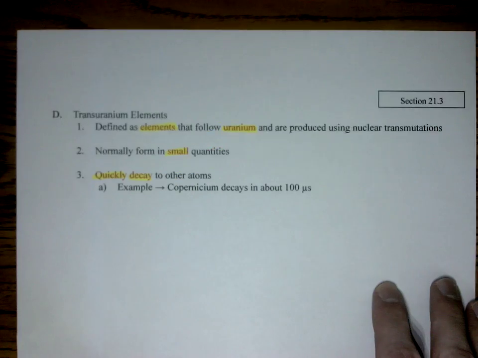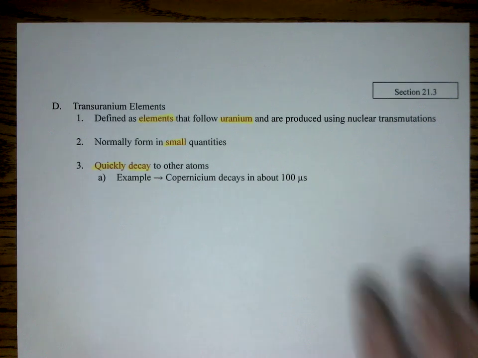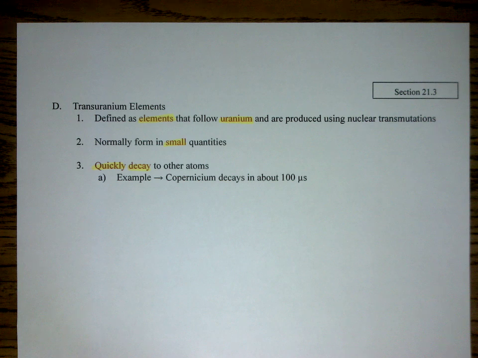Okay, so we get to the fact where we have transuranium elements. So trans means after, and uranium is talking about the element uranium. With this, again, these are produced synthetically. What that means is we as humans have to smash these particles together to produce these radioactive or transmutated elements.